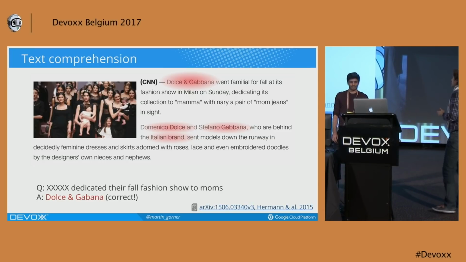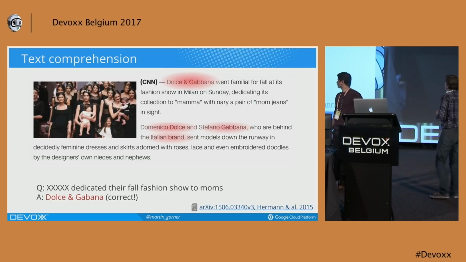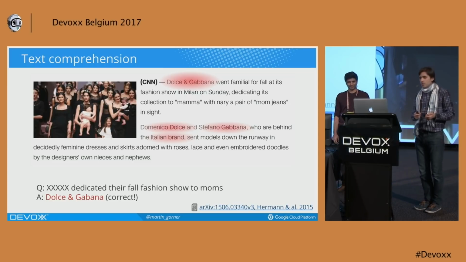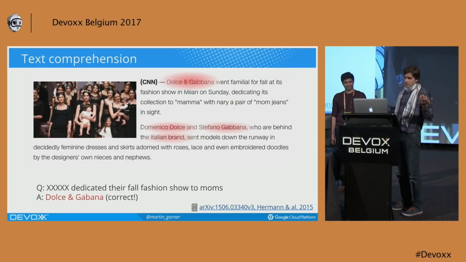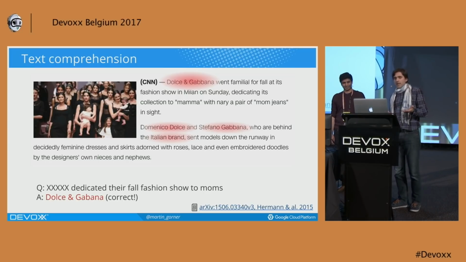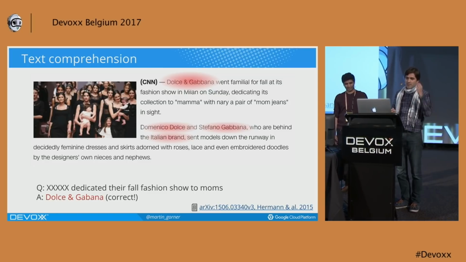And here I'm showing you some of the outputs. Look at this article about Dolce & Gabbana, the way they did their latest fashion show. The question is, who dedicated their fall fashion show to moms? And the neural network correctly answered Dolce & Gabbana.